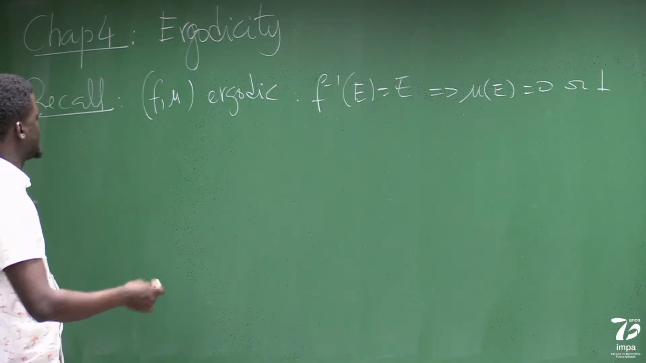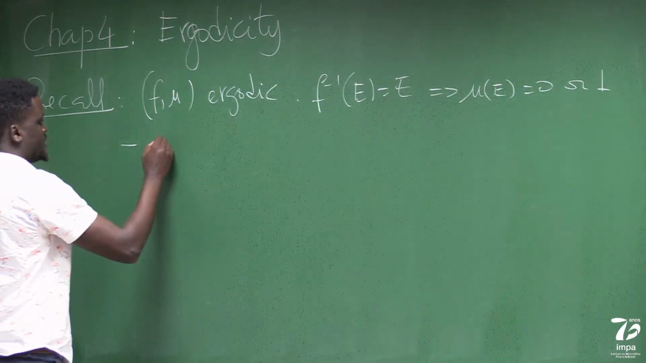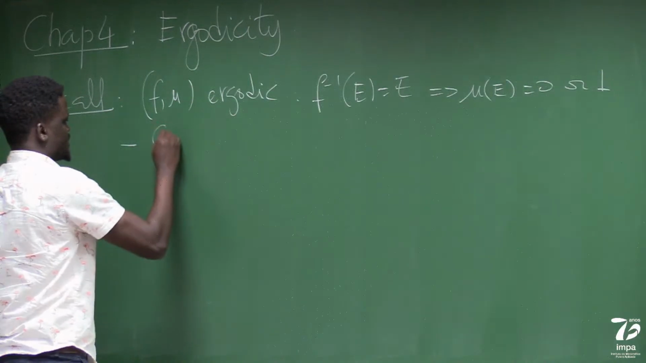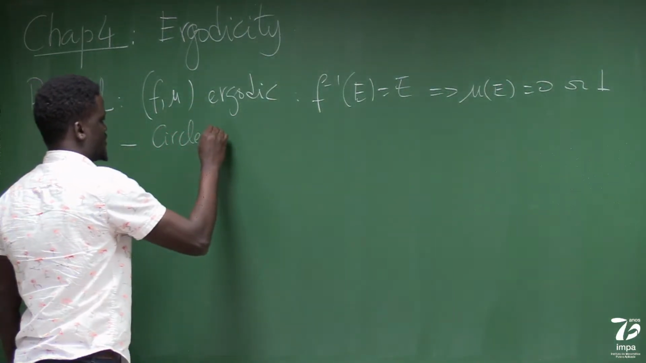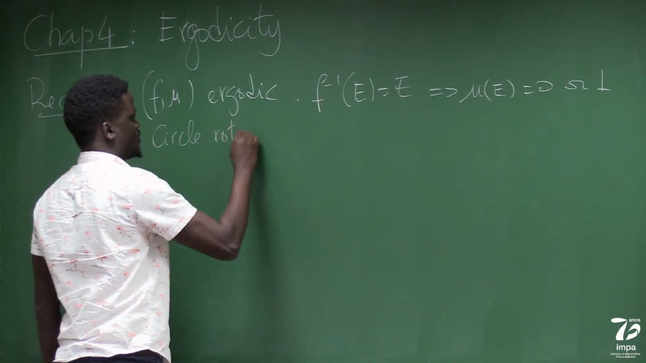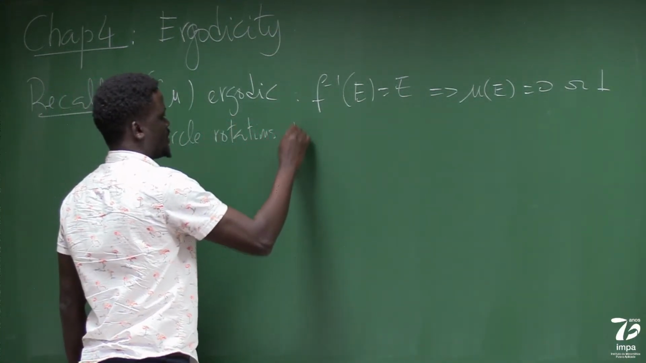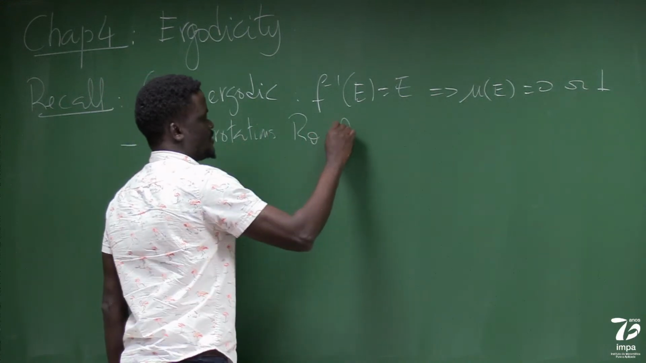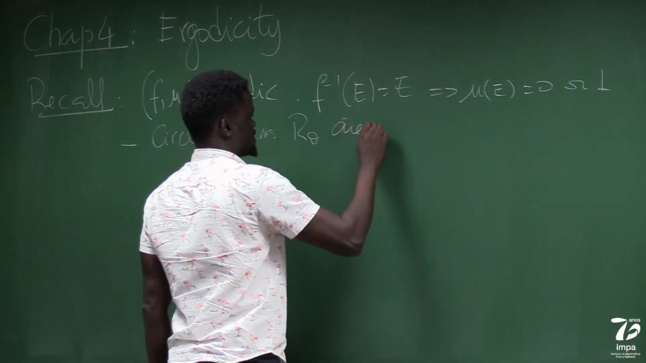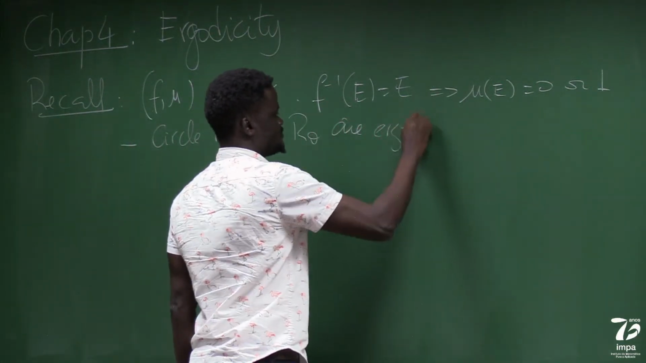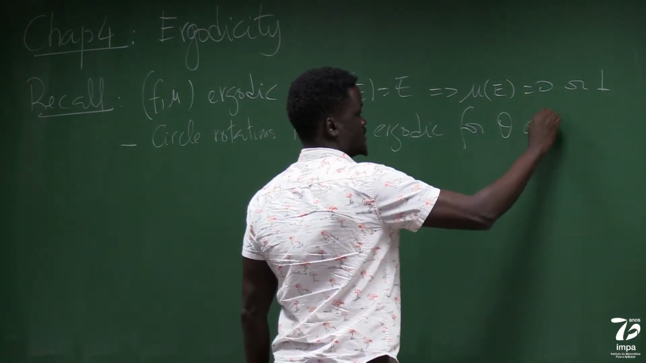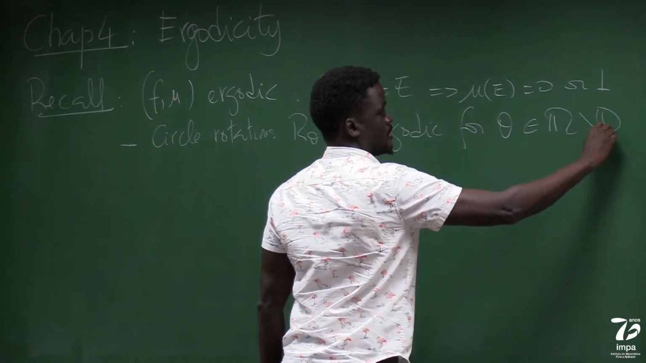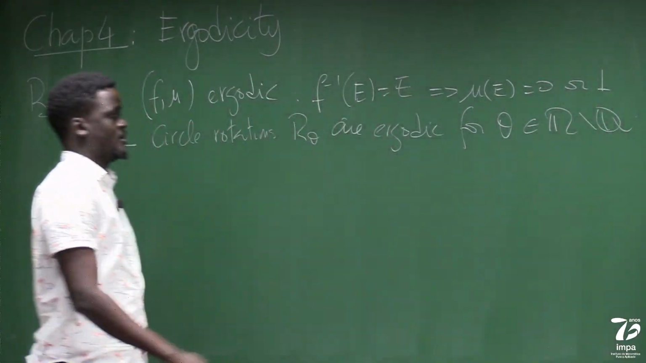That we can use. And remember, we have seen that circle rotations by theta are ergodic for theta irrational with respect to Lebesgue.